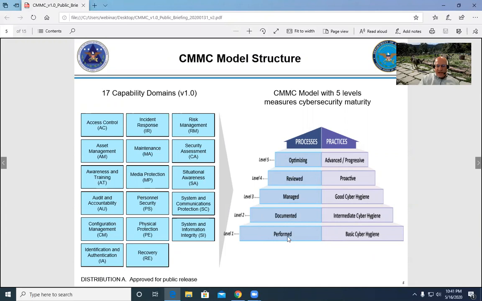As an example, level 1 just means you have the ability to perform what the requirements are. And from a practice standpoint, you're just practicing basic cyber hygiene. But at level 5, which very few people will need to do, not only do you have these processes, but you optimize the processes, and you have a very advanced practice. So that's kind of the scope of things.